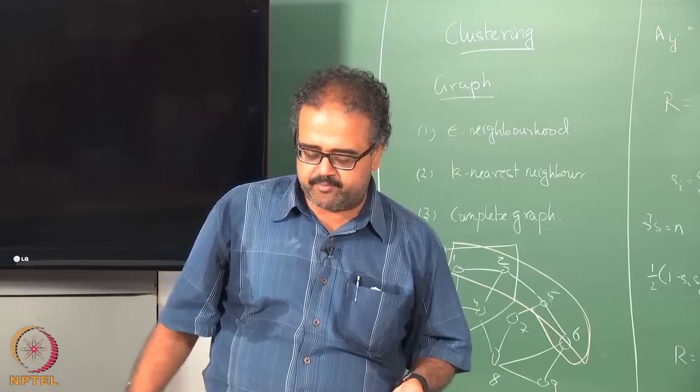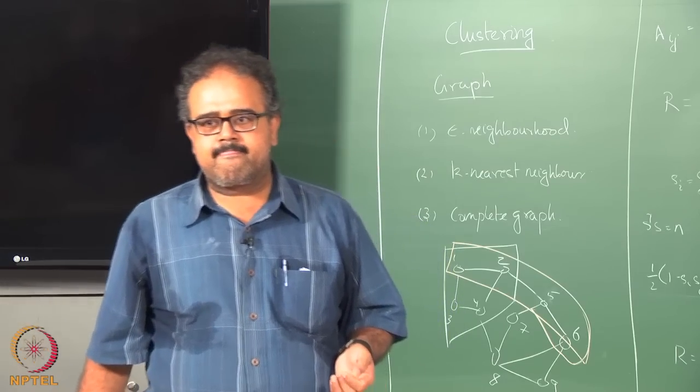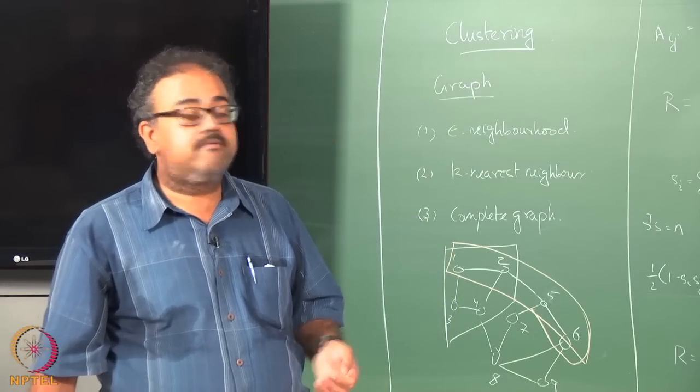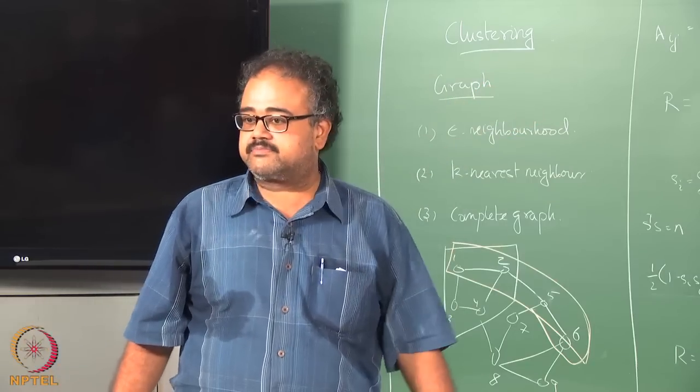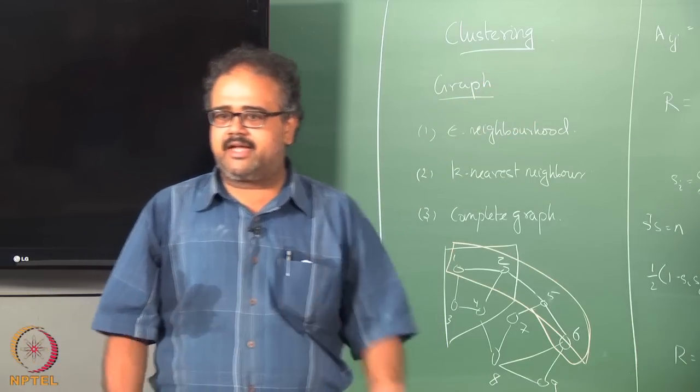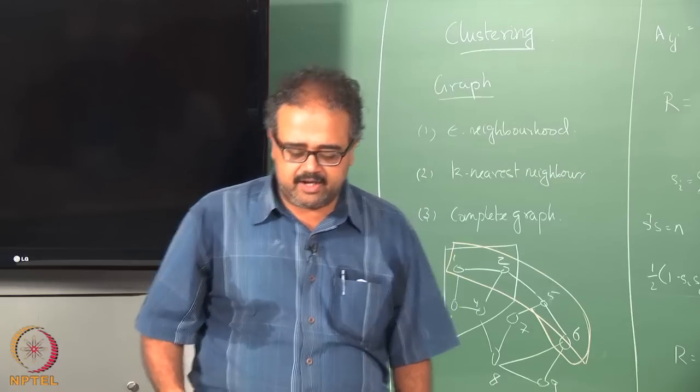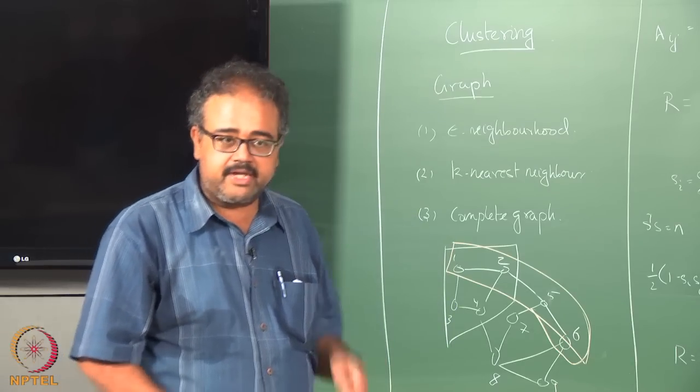So which one do you pick? Whichever one has the lower R. So now that I have a measure of comparing, I will just compare R, whichever one has the lowest R, I will pick that.